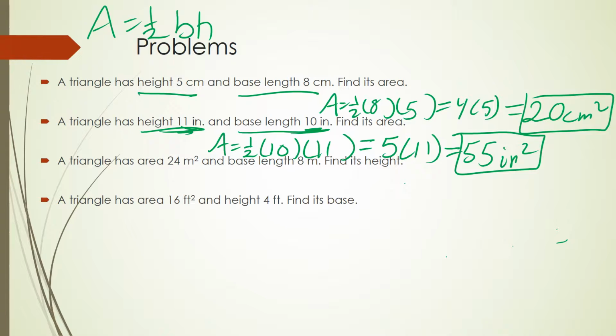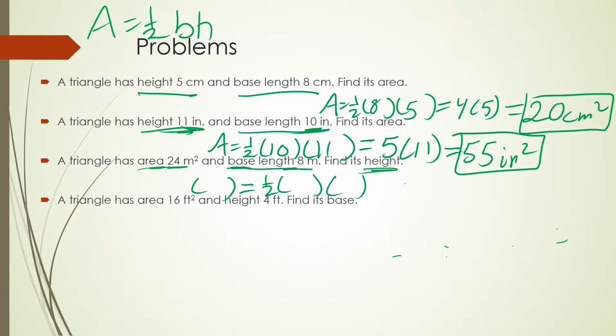So for the third one, we have that it's giving us an area. So we have the area this time, so that means we're going to be finding either the base or the height. And it tells us that the base length is 8 meters. So that means we're looking for the height. So once again, we can come in, and since this time we don't have the area, we can put the area in parentheses, put the base and the height in parentheses.